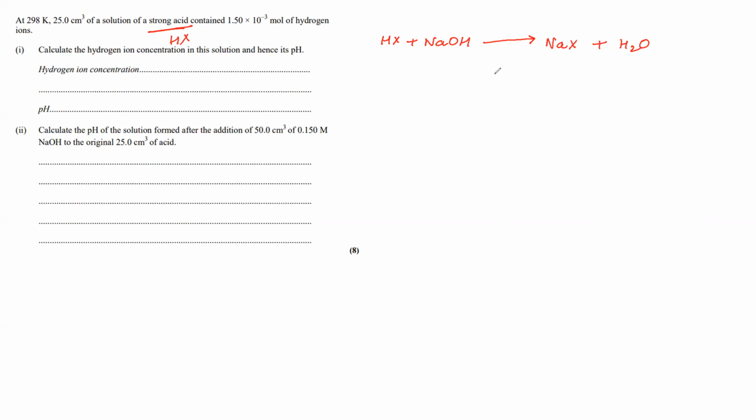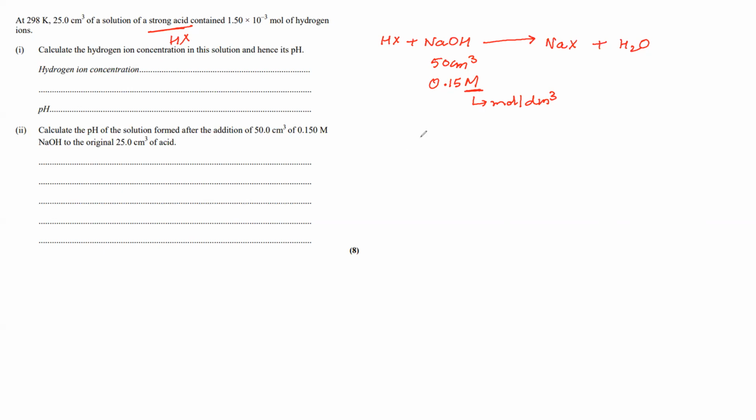Now, how many milliliters of NaOH do we have? So we have 50 milliliters or 50 centimeter cube of NaOH, which is 0.15 molar. What is the meaning of molar? Molar means mole per decimeter cube. So either use molar or mole per decimeter cube. Both are the same. Fine. So let us find the moles of NaOH.